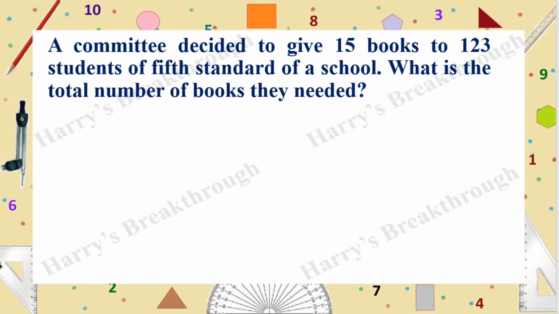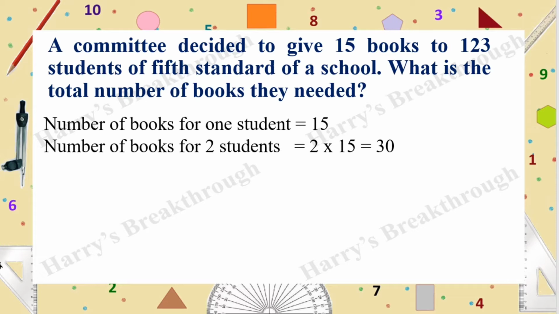Okay. Next one. A committee decided to give 15 books to 123 students of 5th standard of a school. What is the total number of books they need? So the number of books for one student is 15. And if there were two students, the number of books will be 2 into 15. It is 30.